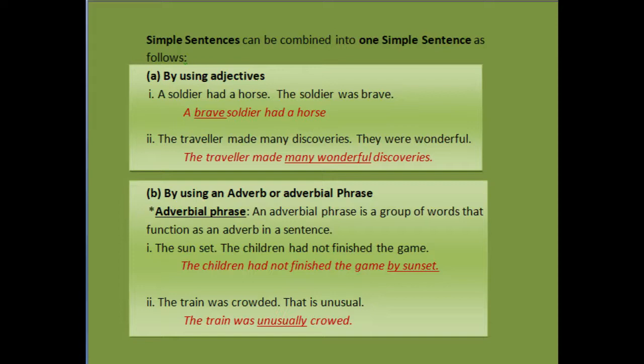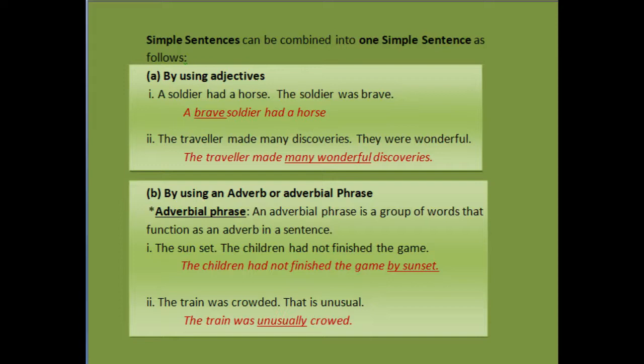Example number 2. The traveler made many discoveries. They were wonderful. When combined, the traveler made many wonderful discoveries. What kind of discoveries? Wonderful discoveries. Number B. By using an adverb or adverbial phrase. We know what an adverb is, but what is an adverbial phrase? It's already given here. An adverbial phrase is a group of words that function as an adverb in a sentence.